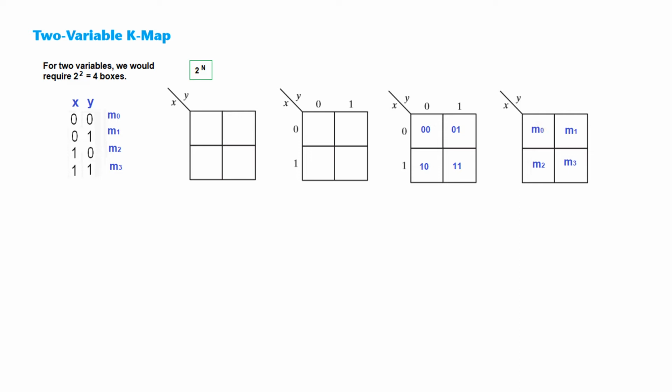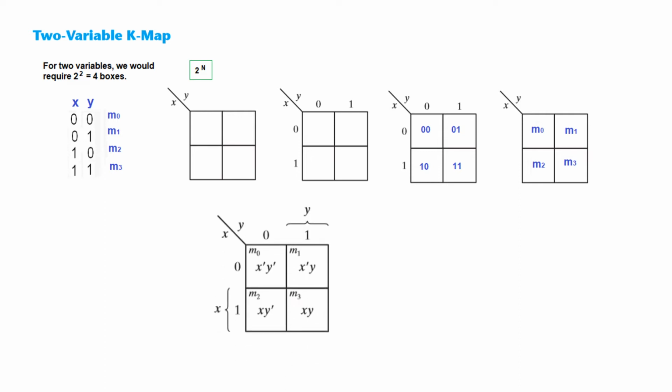So M0 here. M0 is actually 0 0, so 0 0 was here, for that we are writing M0. Similarly, M1 is actually 0 1, so 0 1 was here, so here we'll write M1. Same way M2 and M3.